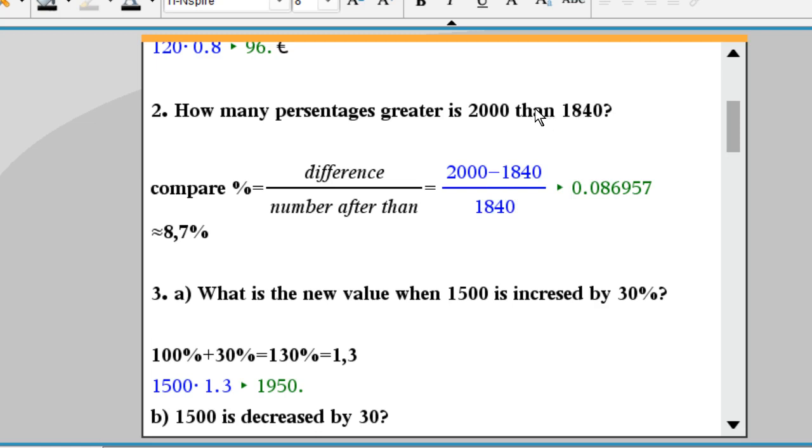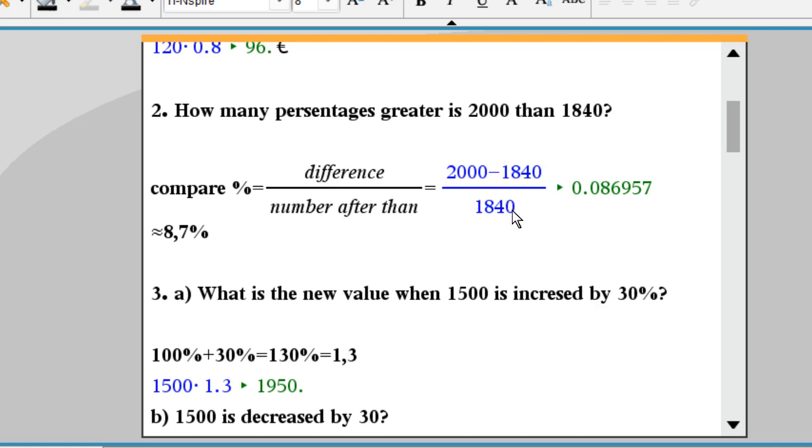always the number after the word "than". Usually in the questions you cannot find the word "than", but you can rearrange the question in a way that you can find it. It's always like this when we compare numbers. How many percent greater is 2000 than 1840? So the difference, and then we divide with the number that we are comparing to.